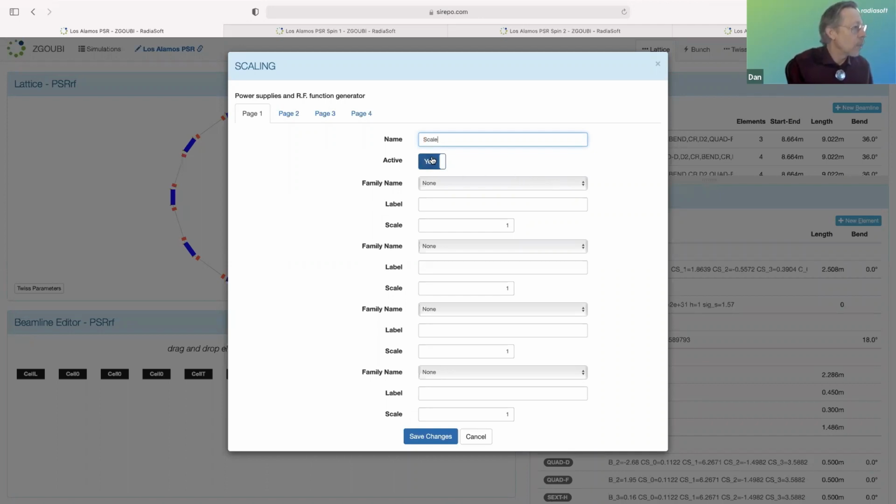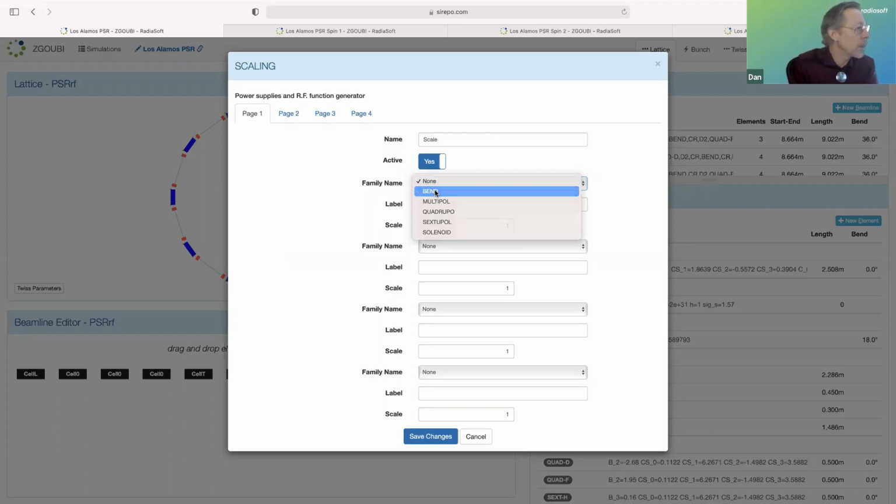And we want it to be active. And there are two types of magnets in this ring. There are the bending magnets, and there are multipole magnets. Both the quadrupoles and the sextupoles are implemented as multipoles in this example.